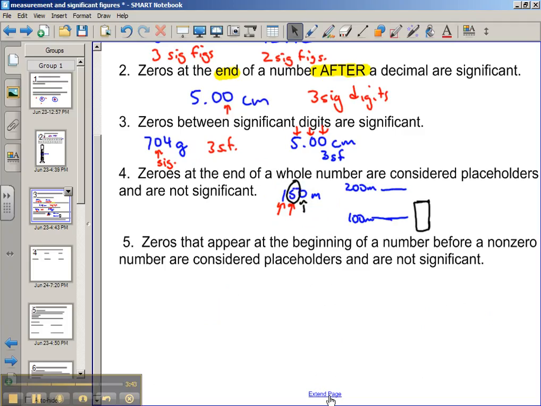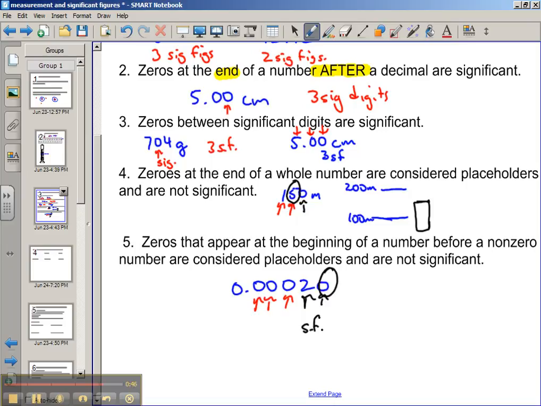And lastly, zeros that appear at the beginning of a number before non-zero numbers are also placeholders, and they're not significant. So something like 000.20. These zeros are not considered significant. They're not. Okay. Here's where the significance begins. This has 2 sig figs. See, zeros at the end of a number after a decimal are significant, but zeros before a number are placeholders. This has 2 sig figs. Okay, the previous example has 2 sig figs.